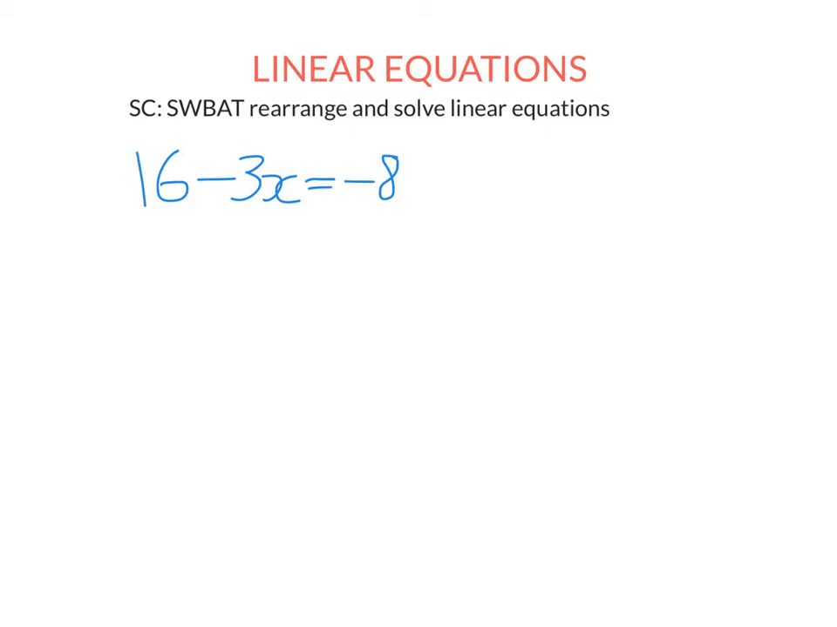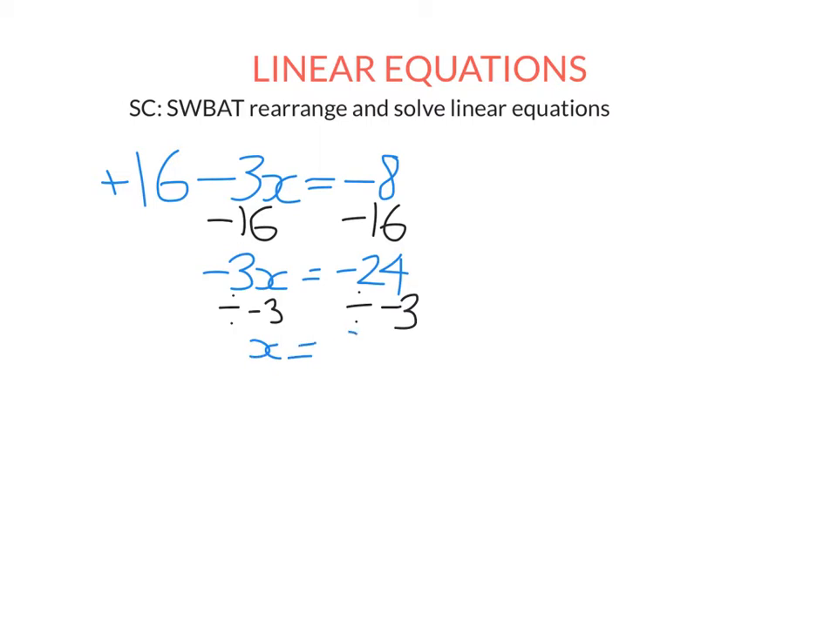This is a positive 16. If I write a plus there, it doesn't change it. So my first step is to subtract 16 from each side. So I get minus 3x is equal to minus 8 minus 16, which is minus 24. Now I have to undo timesing by minus 3 by dividing each side by minus 3. Make sure you divide by minus 3 and not just positive 3. So 24 divided by minus 3 is 8. 8 is the solution. If I substitute x for 8 here, I get a true statement.